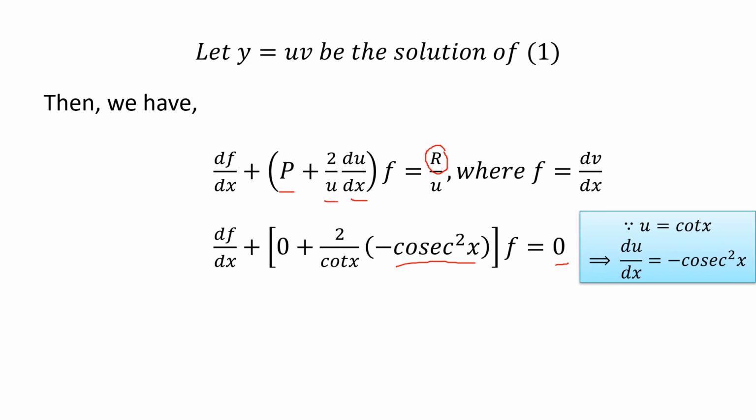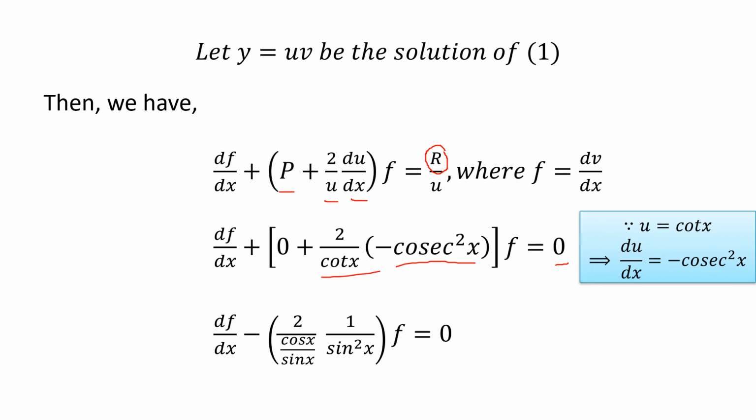Therefore after simplification we get df by dx minus cot x can be written as cos x by sin x, and cosecant square x can be written as 1 by sin square x. And you can cancel one sin x here. Therefore what is remaining? So we get df by f is equal to 2 by sin x into cos x into dx.